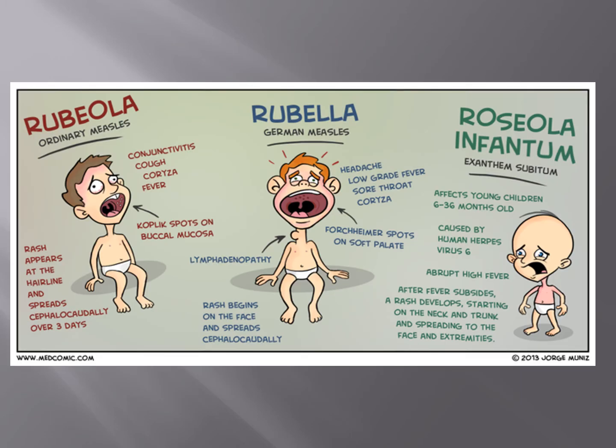Rubeola is just regular old measles. Rubella is German measles, and Roseola infantum is an exanthem. These are all really examples of viral exanthems, which basically means rashes. It's important for us to ask the family or the caregiver when the fever occurred as opposed to when the rash occurred, because this helps to point towards the appropriate diagnosis. And we ask about exposure, and we ask about immunization history.